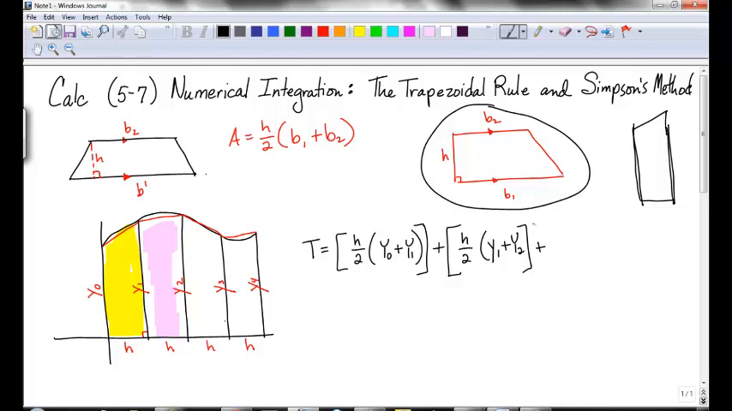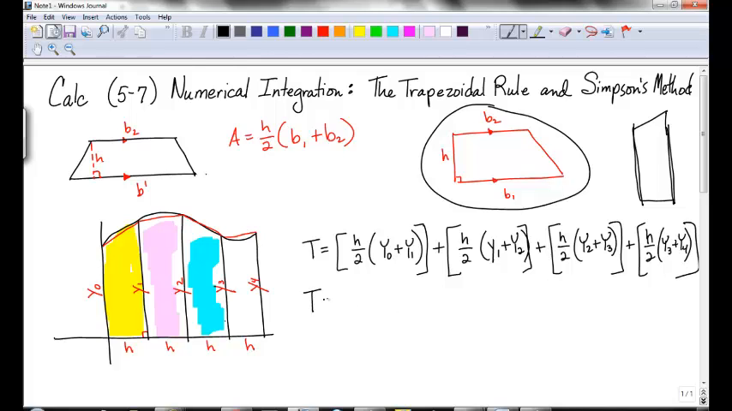Okay, plus the third one. If I look at this one, my bases are going to be y sub 2 and y sub 3. Still h over 2, and y sub 2 and y sub 3. The last one is going to be h over 2 times y sub 3 plus y sub 4. And that's the last, so there's 4 trapezoids there.